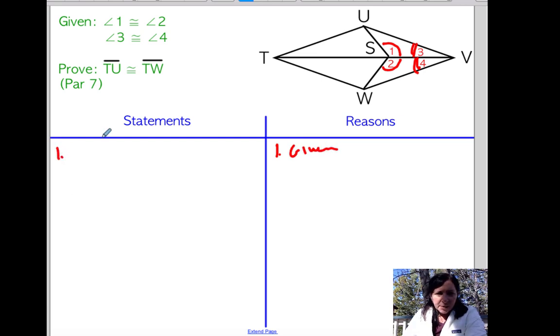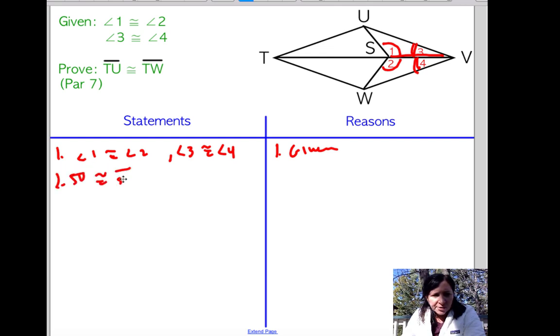and then you would state the given, which is angle 1 is congruent to angle 2, and angle 3 is congruent to angle 4. Then you also know that SV is actually congruent to itself. So we can say that SV is congruent to itself by the reflexive property. And the reason I would want to do that is to prove that these triangles here are congruent. Now, you need to ask yourself what you're actually trying to prove. Well, you're trying to prove that this line right here, TU, is congruent to TW.